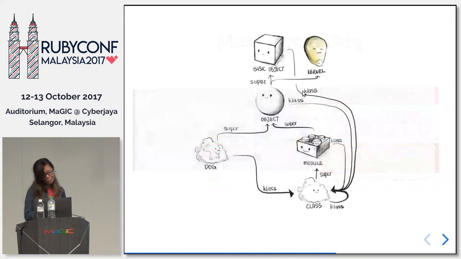Okay, so before the metaclass stuff ever even happens, this is how our diagram looks. So it's pretty simple, right? We just created a new class, Dog. We set its super to point to Object. We set its class to point to Class. Okay, pretty simple. But that's before metaclasses, right?